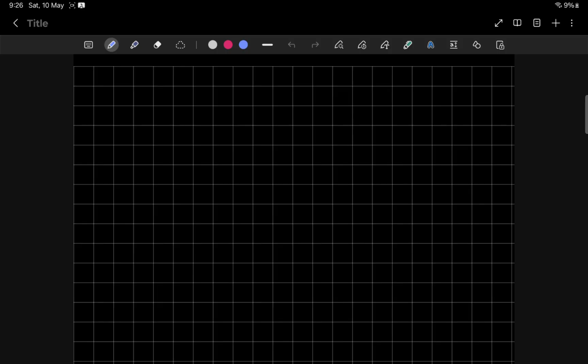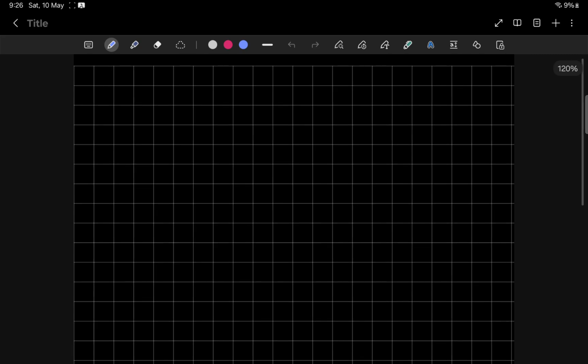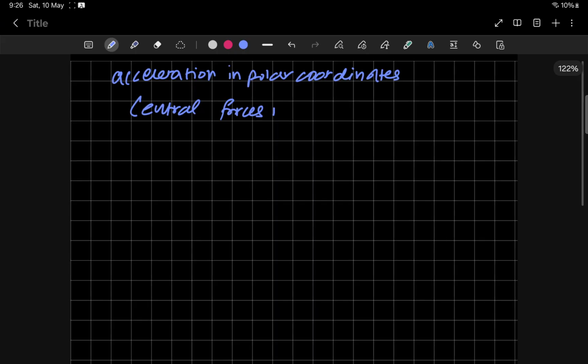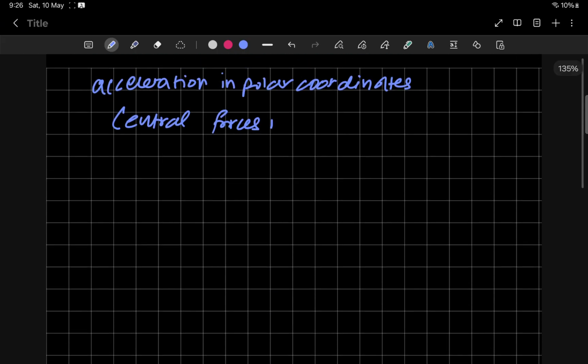I realized in the previous video that I made a small mistake. So, just for practice purposes, I would like to derive acceleration in polar coordinates, and we will see a direct application of that. That application is central forces. We will concern ourselves with central forces. So this is a direct application of that.